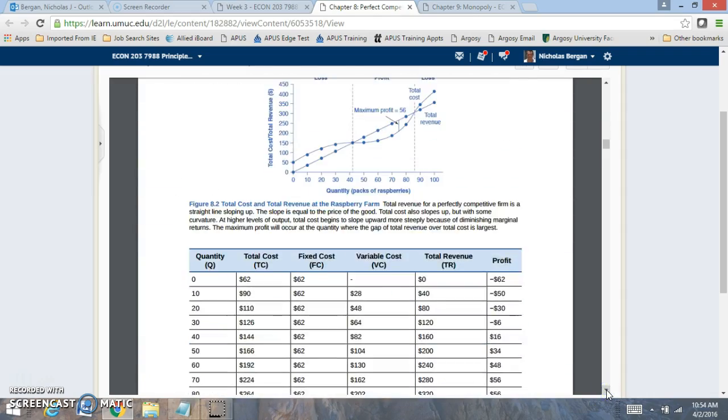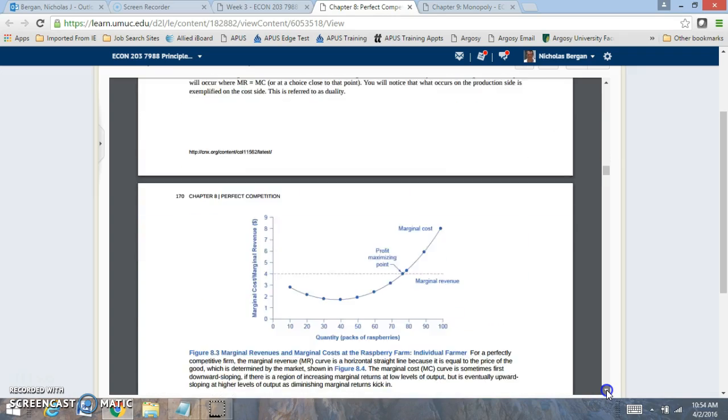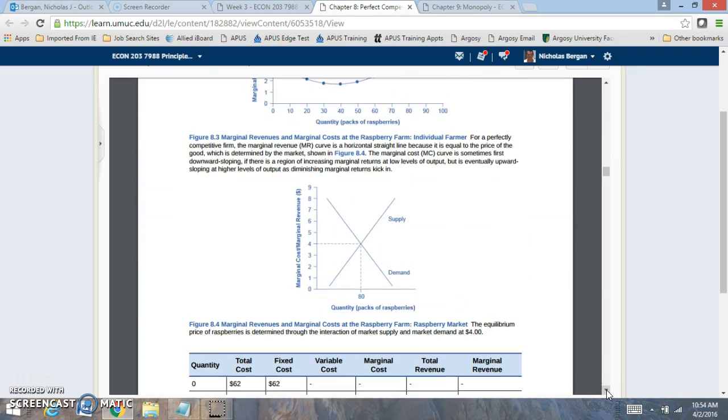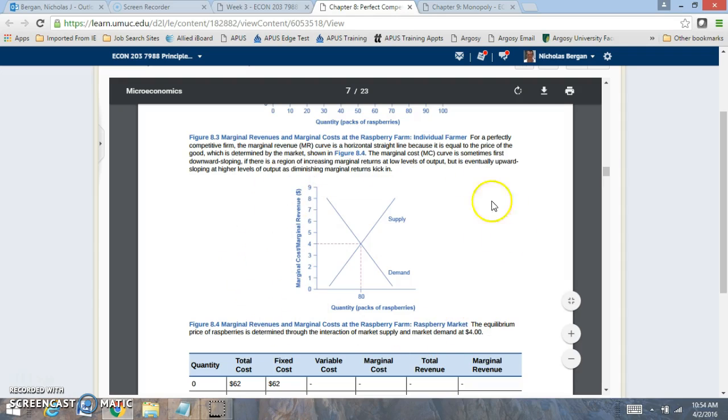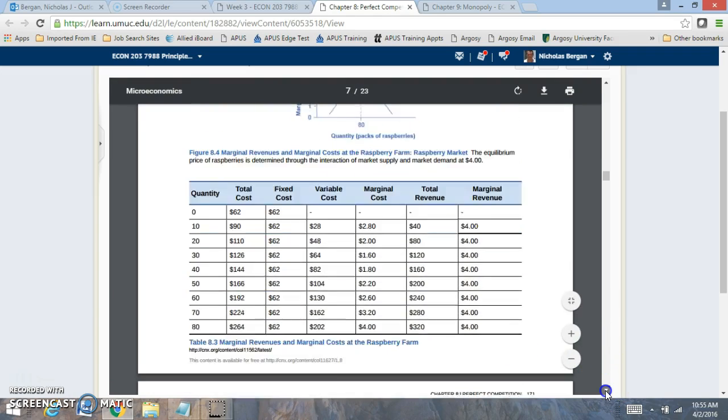Let me see if I can find a graph here for you. So this right here is the industry graph. The industry graph is made up of supply and demand, and supply and demand determines the prices that are being established in the market.